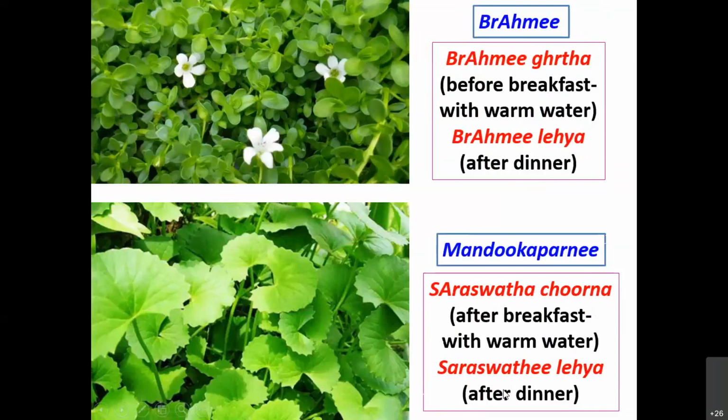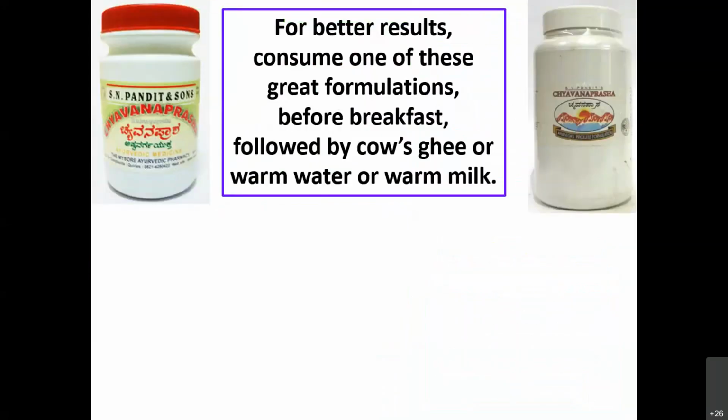Choose any one of them. Once one is complete, take the other one. I cannot say which one is best, which one is better. All are best only. You choose any one of them. After that, you choose one more. This way, you can go on for years together because it is basically nourishment and replenishment to the brain. For better results, consume one of these great formulations before breakfast, followed by cow's ghee or warm water or warm milk.